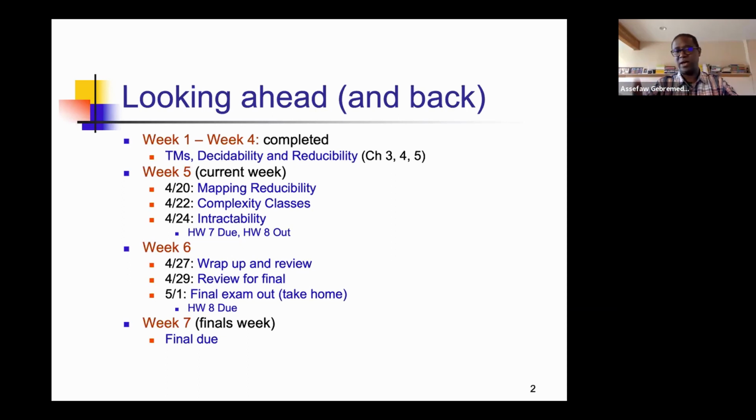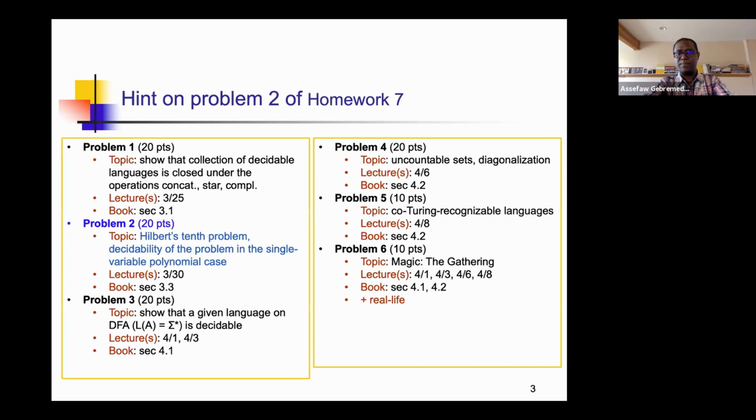And when we look back, we have completed 4 weeks where we have looked at Turing machines, decidability, and reducibility. So this is what I want to start off today, but there is one other thing I would like to do. And that thing has to do with homework 7. Most of you, I am sure, have looked at the problems. Some of you might have solved all of them or a portion of them. And here is how they look.